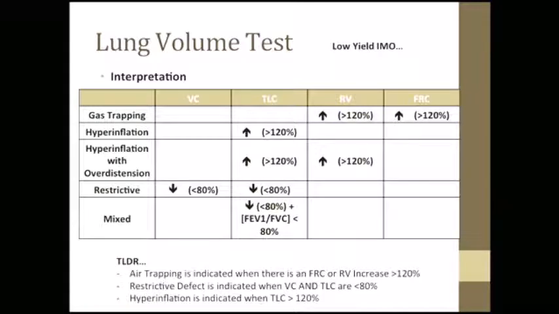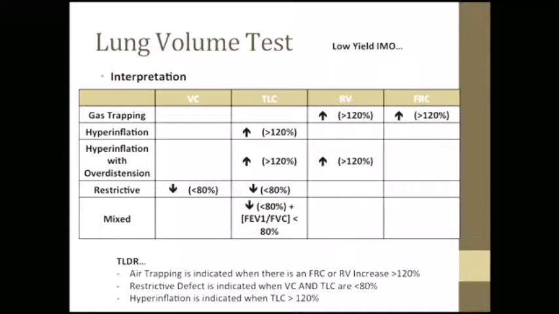Okay, so this is not too important. I put it here for you guys just to look at. If you look at it slowly, you can kind of understand it. You have gas trapping, so you have more air trapped in your lungs. So therefore, residual volume increases. At the end of expiration, you have more air trapped in your lungs, so gas trapping. Hyperinflation, basically your total lung capacity increases.